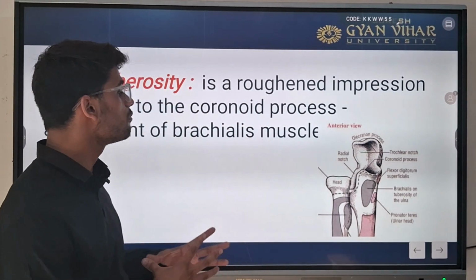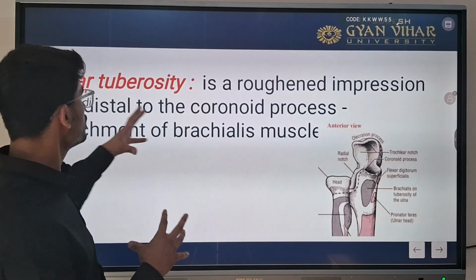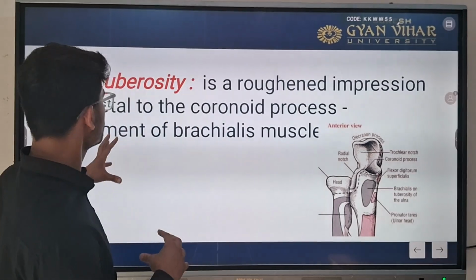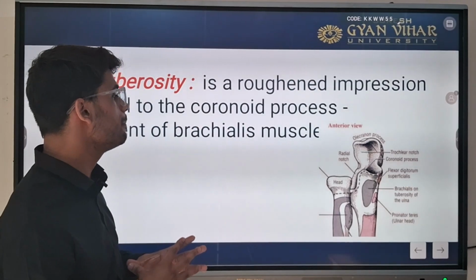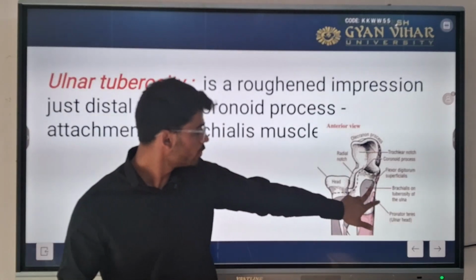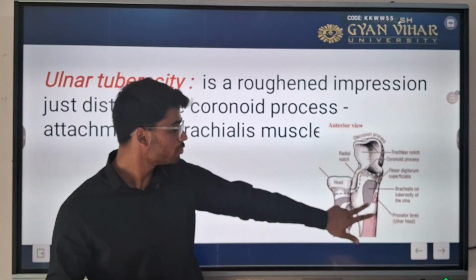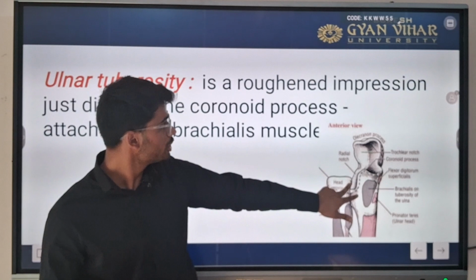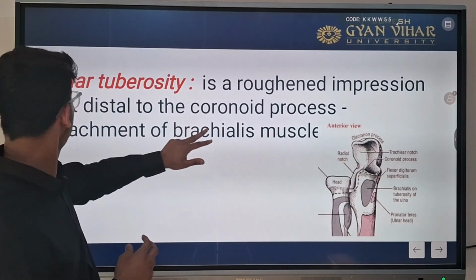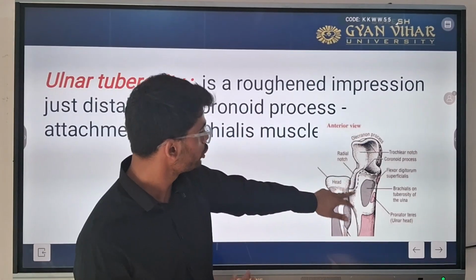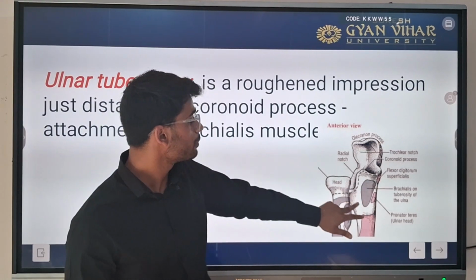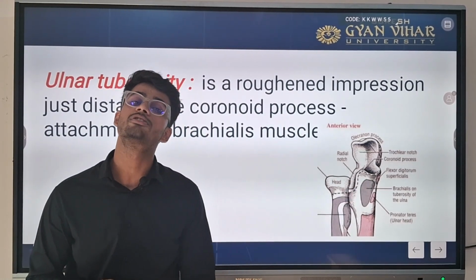It is a roughened impression just distal to the coronoid process for the attachment of the brachialis muscle. Over here you can see the tuberosity on the ulna, which is just inferior to the coronoid process, just distal to the coronoid process, and this is the insertion of the brachialis muscle.